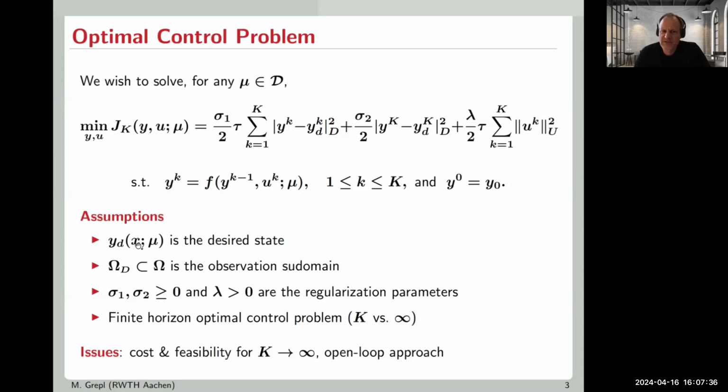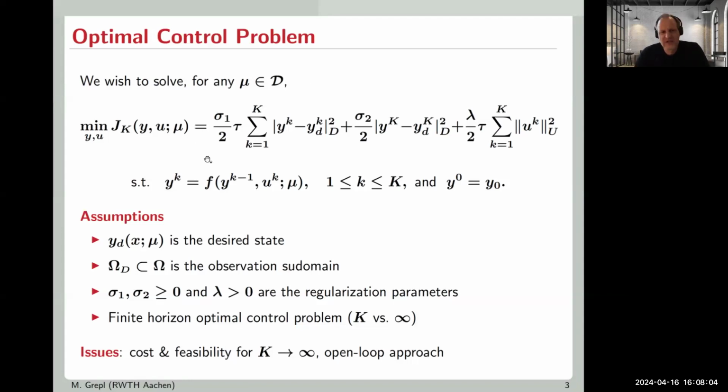Again, here y_d is the desired state. Omega_d is our observation subdomain, so it doesn't have to be the whole domain, it can just be a subdomain. And sigma 1, sigma 2, and lambda are the regularization parameters which allow us to tune the solution of the optimal control problem. And these will also serve later on in our setting as parameters that we want to vary so that we can tune them online.